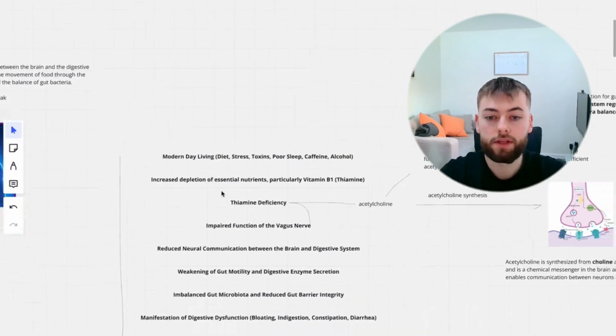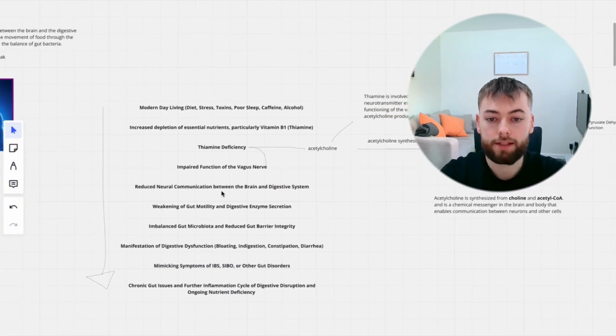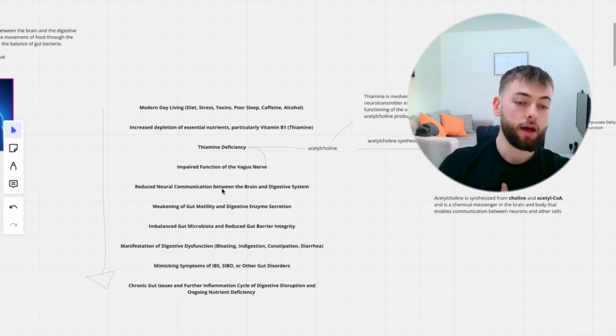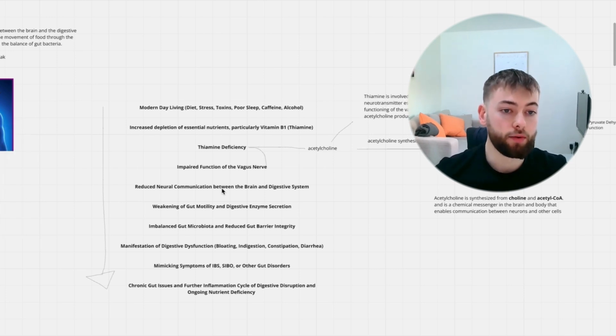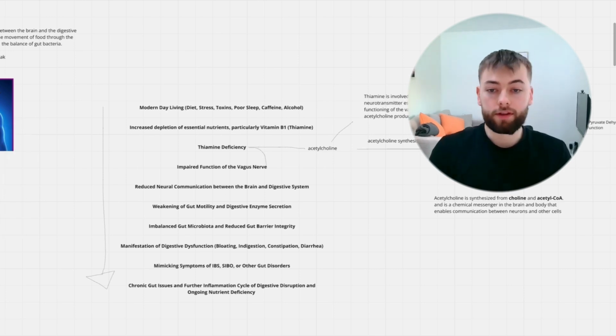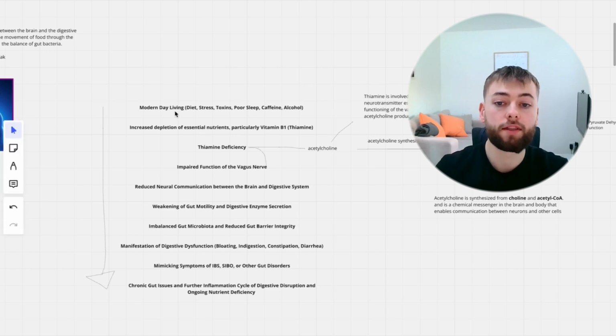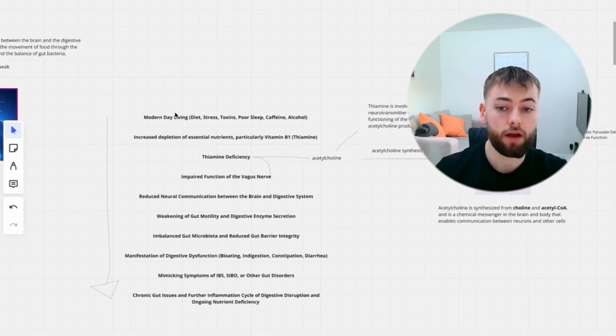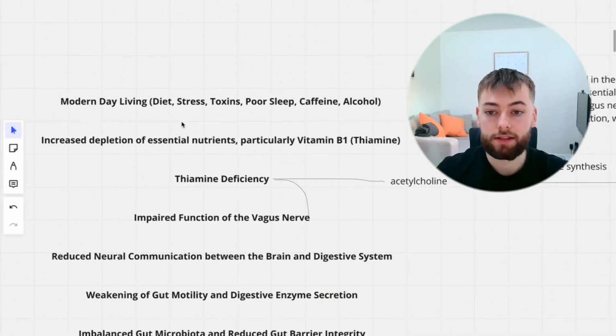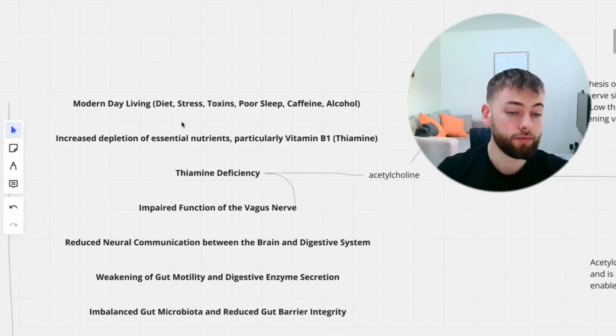So now I want to go back over to this flow and explain why I chose to take a mega dose of B1 to help with my gut health and IBS and all that fun stuff. As I mentioned before, the modern day that we are living in depletes our thiamine, okay? And the issue with that is, well, we need thiamine for a lot of functions, but the main thing is going to be our vagus nerve.